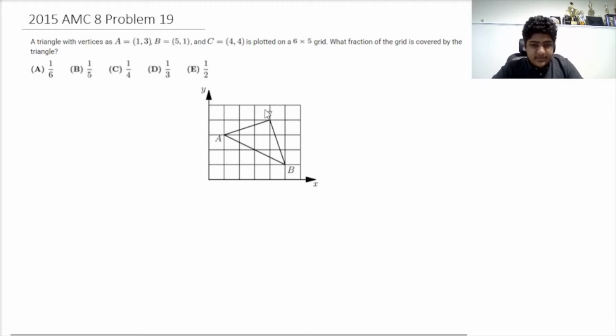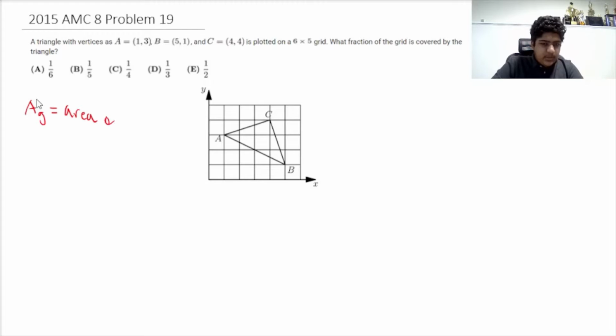So in order to do this, we need to find two things, the area of the triangle and the area of the grid. So let's let AG equal the area of the grid, and we have AT equal to the area of triangle ABC.